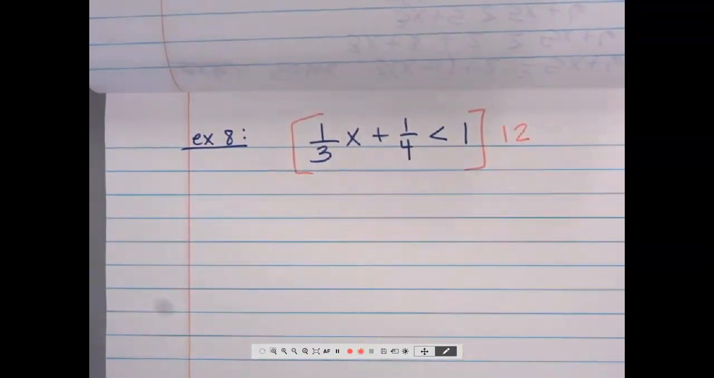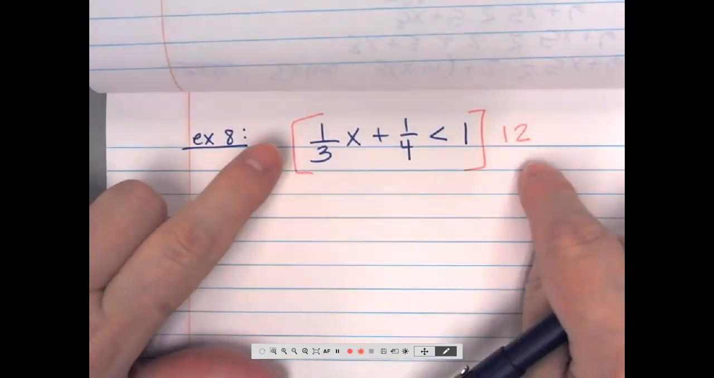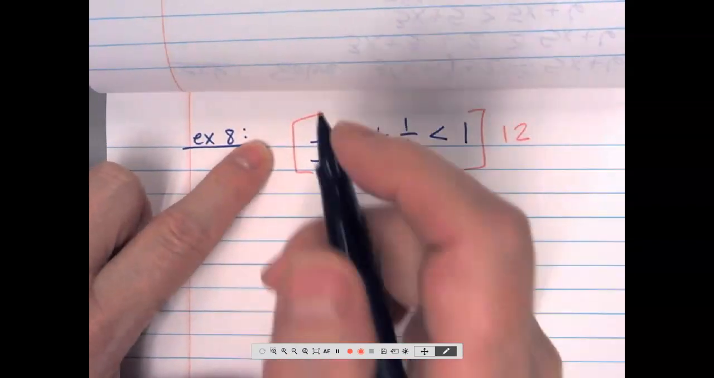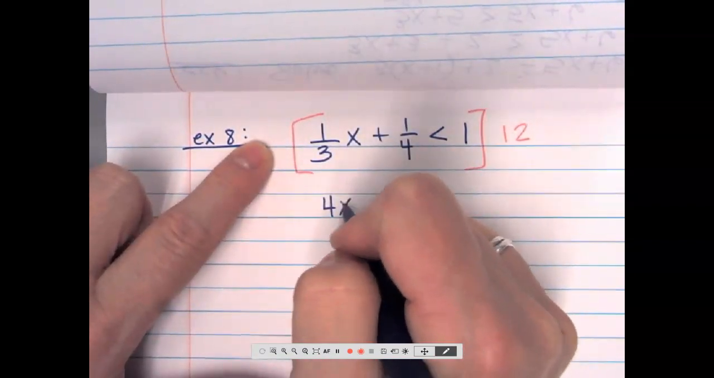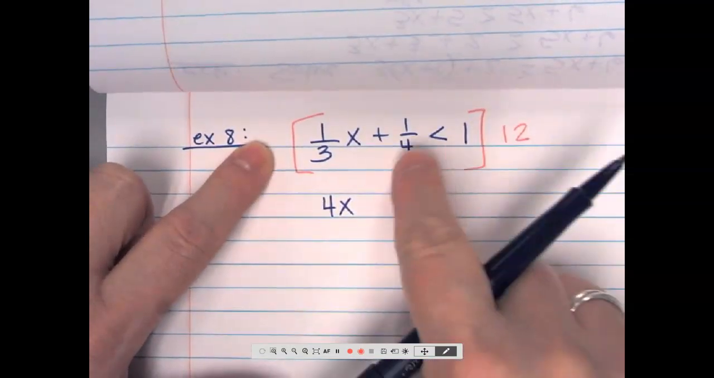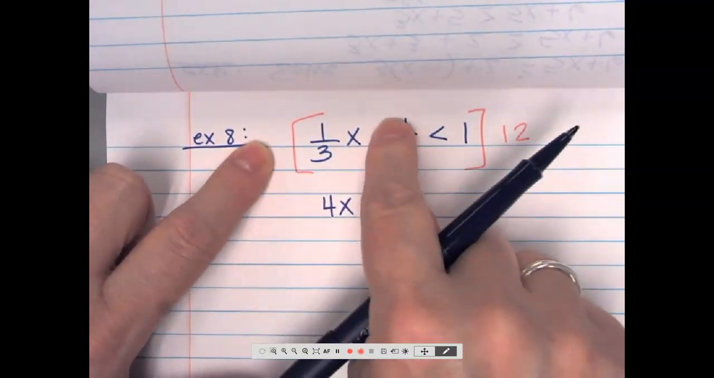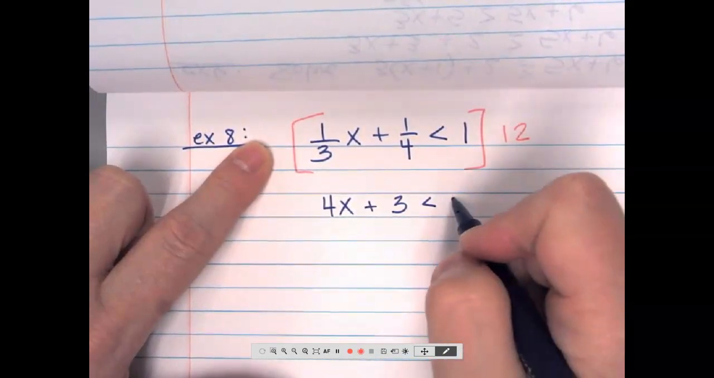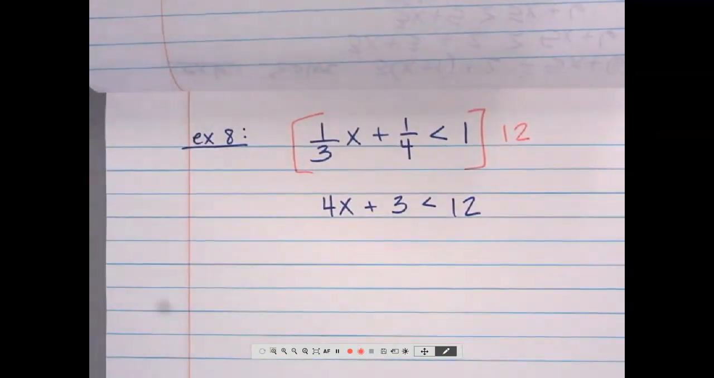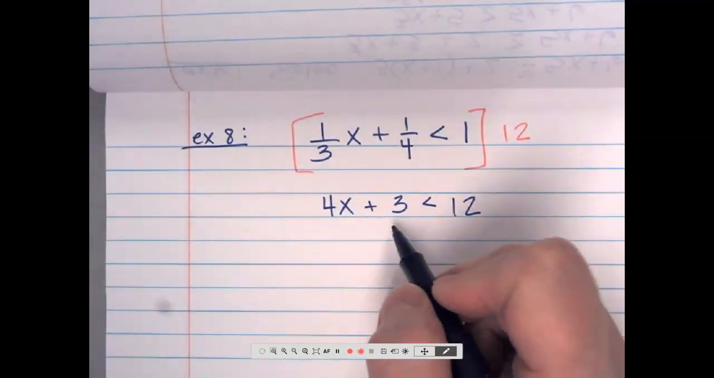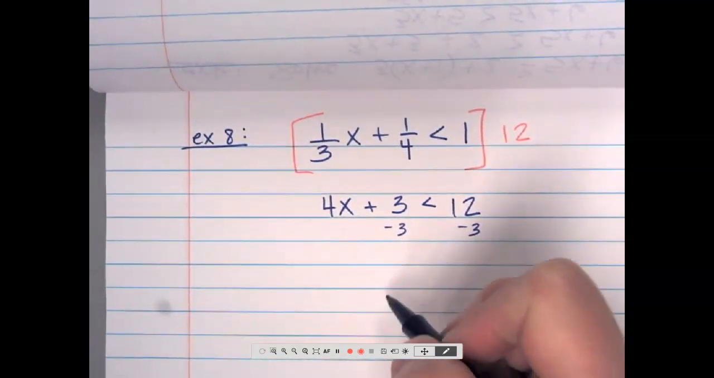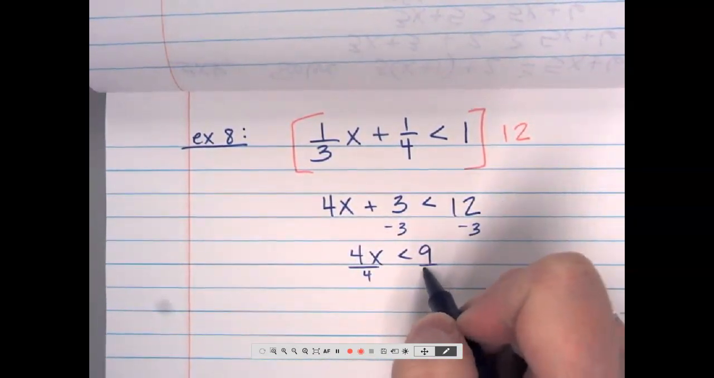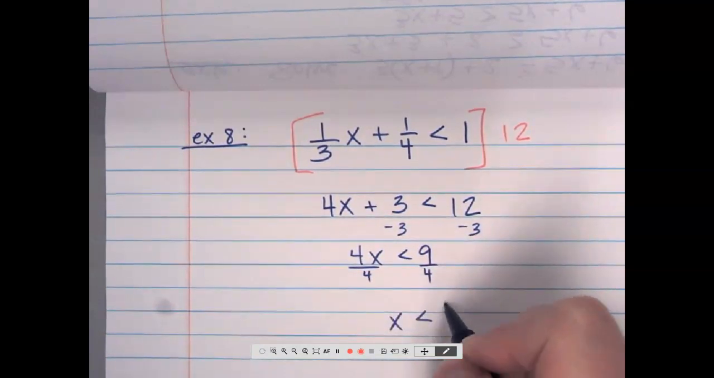Okay, so multiplying everything by 12. What's 12 divided by 3? 4 times 1x is just 4x. What's 12 divided by 4? Times that 1 is 3. And 12 times 1 is 12. Let's finish that one out. I'm going to subtract 3. Get 4x is less than 9. Divide by 4 and get x is less than 9/4.